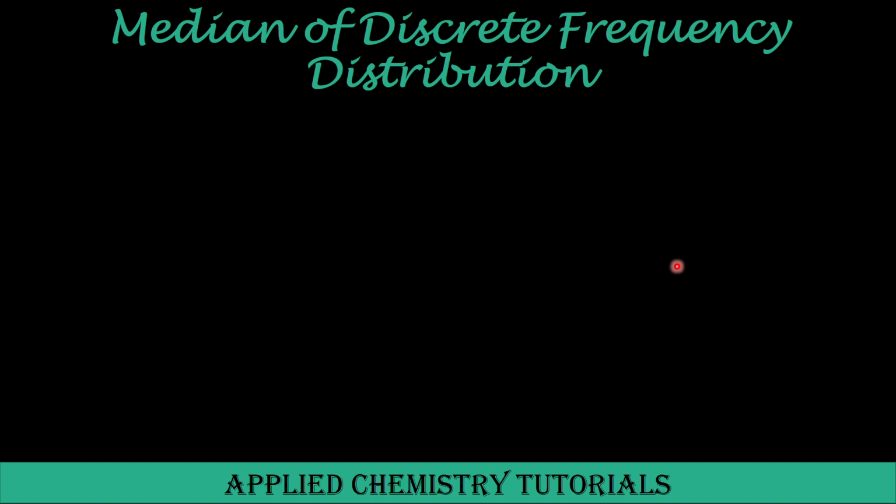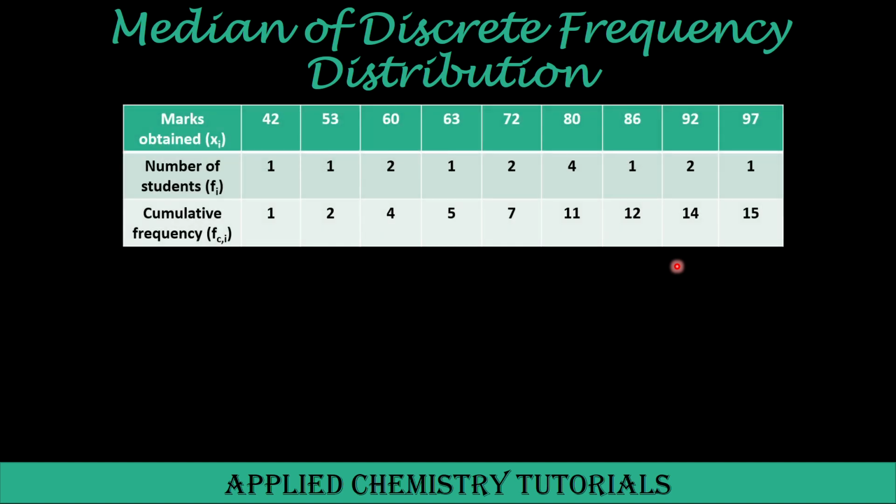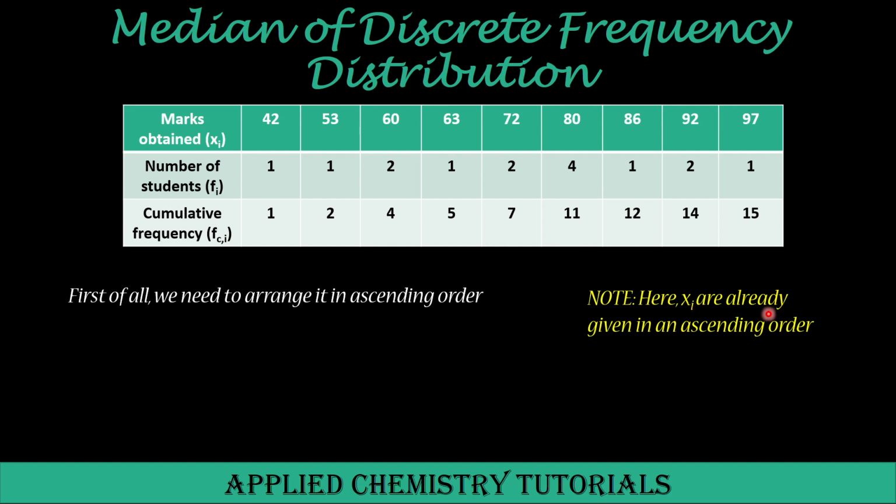Now let's talk about the median of the discrete frequency distribution. Here is the given table we obtained from our problem. Marks obtained, or xi, are shown in row 1, and the number of students, fi, are shown in row 2. To calculate the median of a discrete frequency distribution, first of all we need to arrange it in ascending order. As we mentioned, for ease of calculation we already arranged it in ascending order, otherwise we have to arrange it. Here the xi's are all given in ascending order, as you can see.